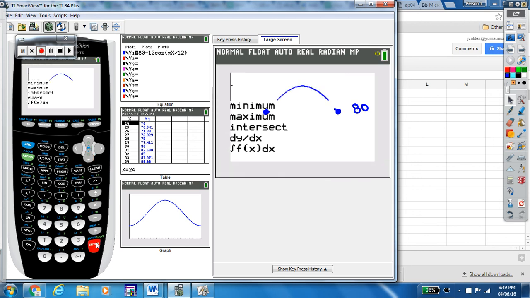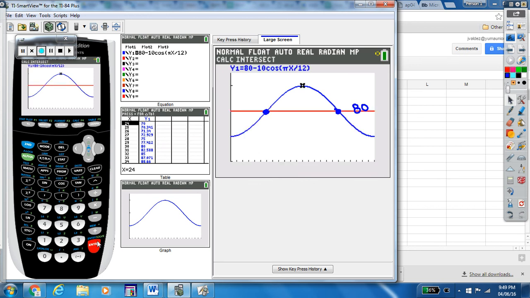It's going to ask you to tell it which is the first function, so we use the temperature function. Then it's going to ask you to specify the second one, which is the 80. Then it's going to ask you to guess, and since there are two possibilities here, I want to move closer to one of them so the calculator knows which one I'm talking about. Okay, a little bit closer, there you go. Then I'll press enter, and it tells me that in fact the intersection is at 6, 80. So at time equals 6, we get one answer. And if you repeat the process, you're going to get 18, because it's 6 a.m. and 6 p.m.